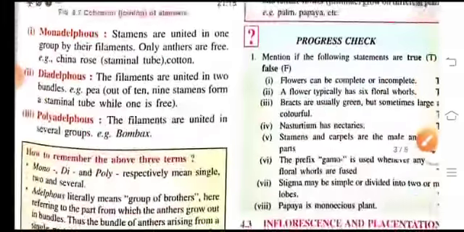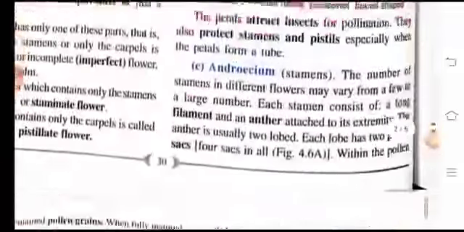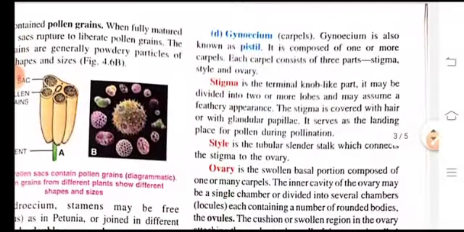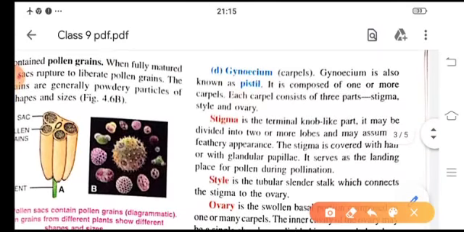Next is the gynoecium. The gynoecium, or the fourth whorl of the flower, is also known as the pistil. Now this pistil is composed of one or more carpels. Each carpel contains three main parts: the stigma, style and ovary. Now stigma is the knob-like structure which is present on the top of the ovary, and it has two or more lobes and they may sometimes be feathery in appearance. Now this stigma is covered with hair and with glandular papillae. It is meant for landing the pollen during the pollination process.